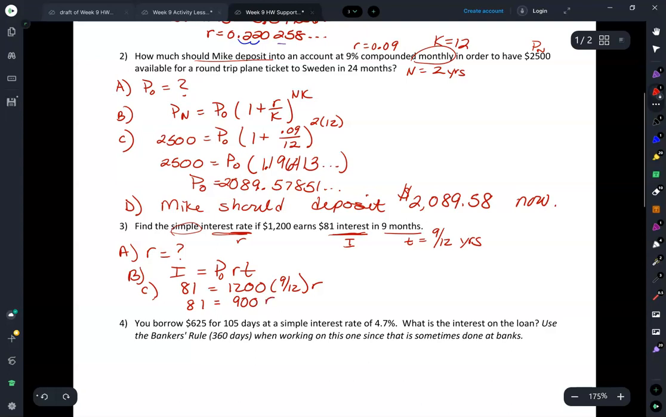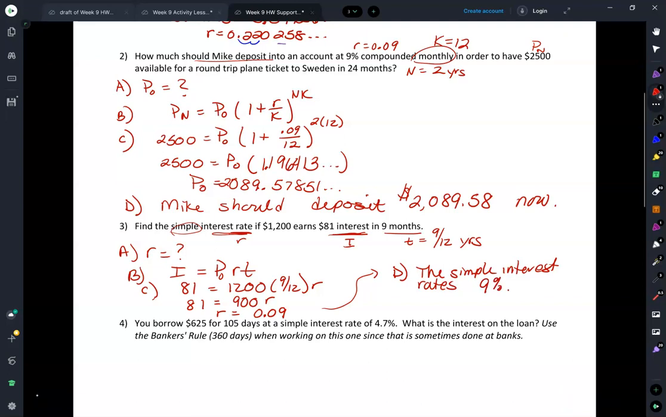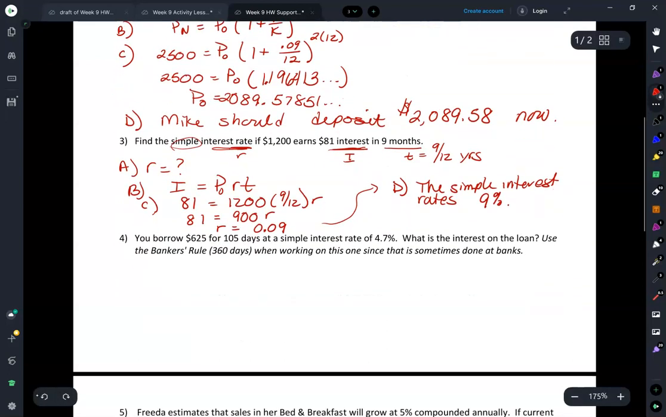And then divide both sides by 900. And I get 0.09. So then I'm going to go ahead and write my sentence over here. The simple interest rate is 9%.